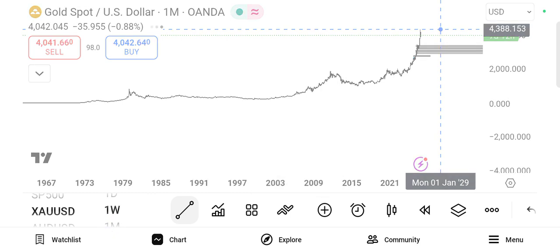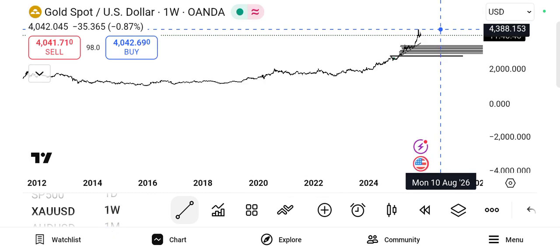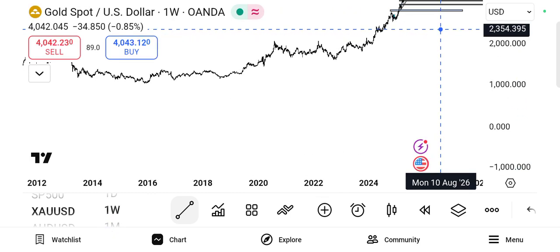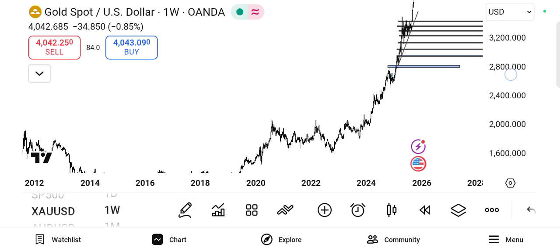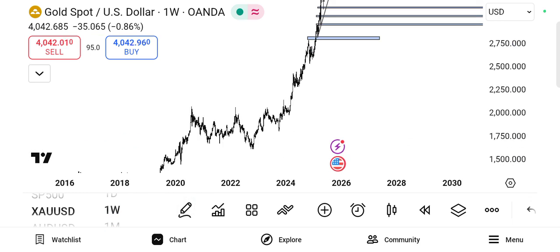Now we go to the weekly time frame. Remember, the weekly time frame is where we come to check for chart patterns. If we don't see chart patterns, we work with the direction of market structure, knowing the direction is bullish. Do you get me?